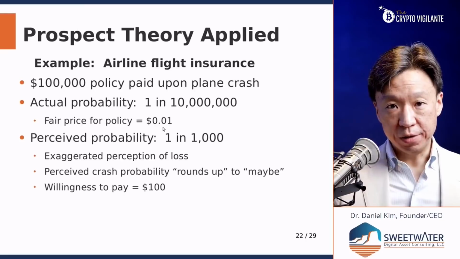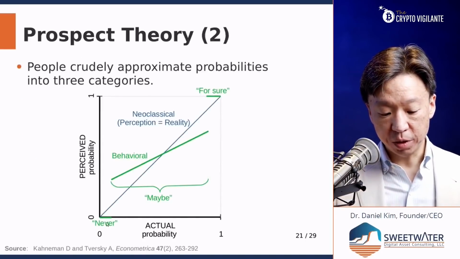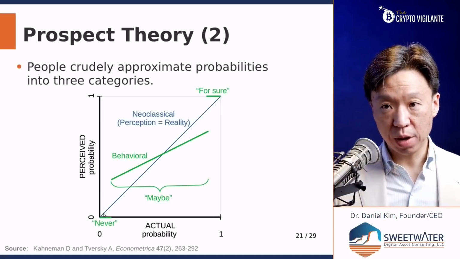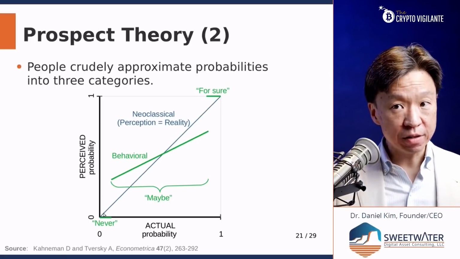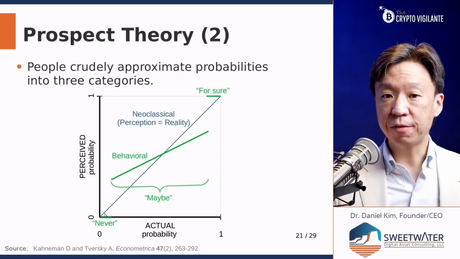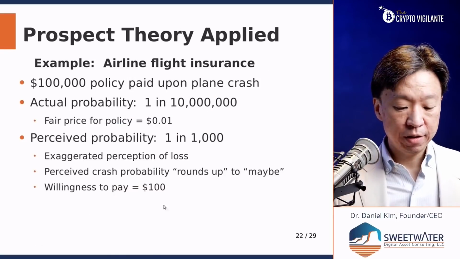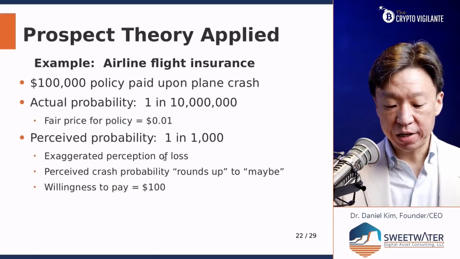Why do they sell this? They sell this because they know that there's a subset of people who are going to take that 1 in a million probability, and in their minds, instead of rounding it down to the never bucket, because it's a fear, they're going to round that probability up to the maybe bucket. This is an exaggerated perception of loss.